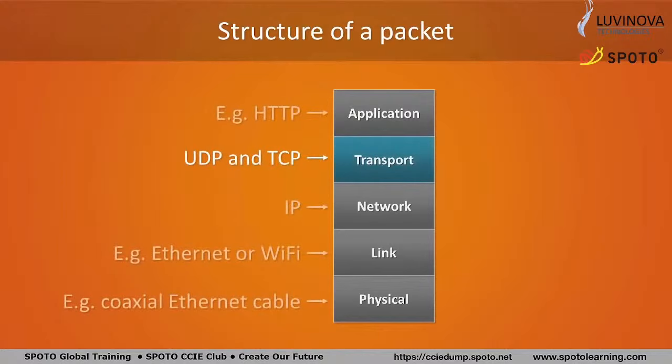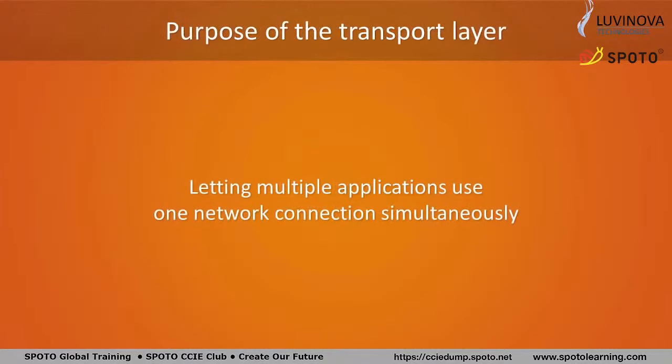I might do a full video on this 5-layer structure at some point, but for now just remember that UDP and TCP are part of the transport layer. Have you ever wondered why it's possible that two applications can use the same internet connection at the same time? Well, that's because of what the transport layer provides. It allows multiple applications to use one network connection simultaneously.